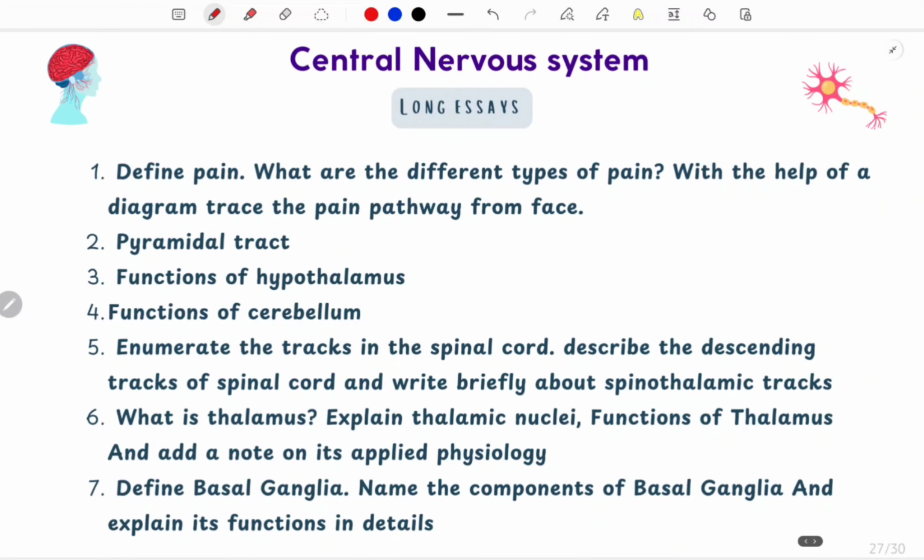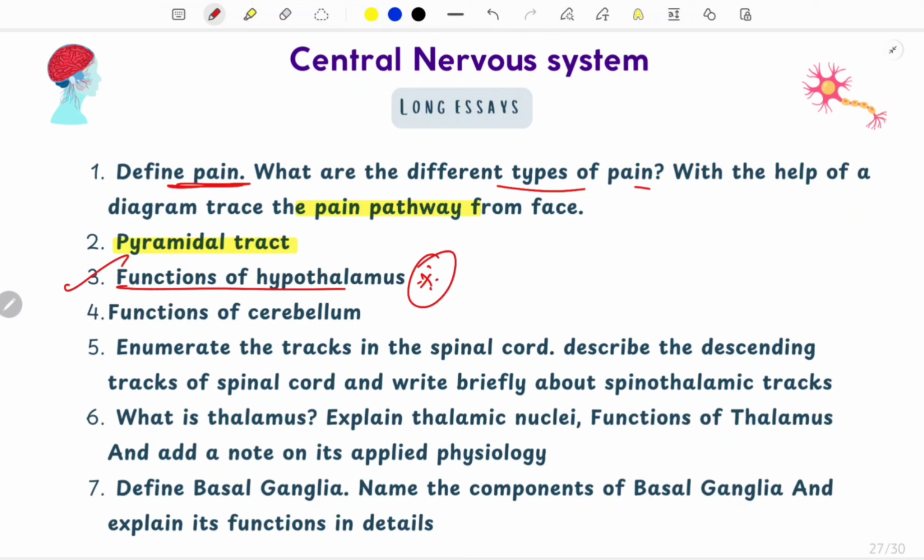Moving on to the central nervous system, define pain. It is easy for us to define pain. What are the different types of pain? With the help of a diagram, trace the pain pathway from the face. Pain pathways here are important. Pyramidal tract is also important.